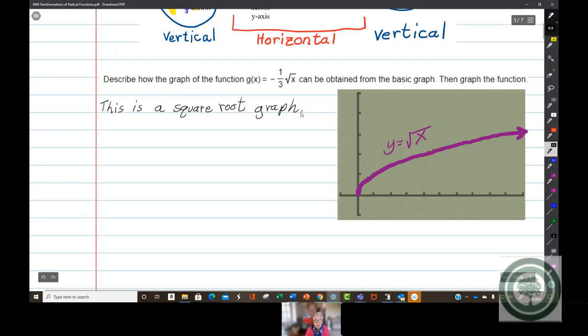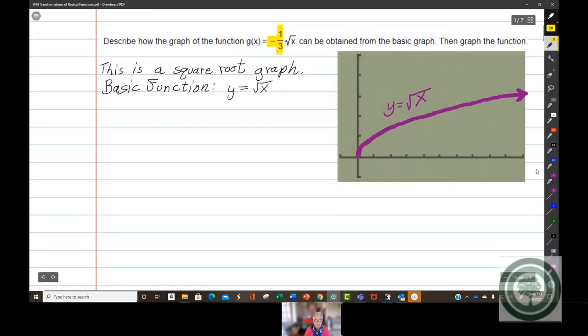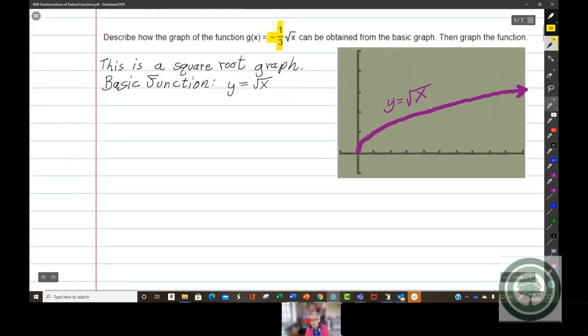Okay, so once you know it's a square root function, you know that the basic function is y equals the square root of x. That's your basic function. There's not anything in front of it, but there is up here. These are your transformations. They're the only transformation, so there's nothing too hard or too scary about this. There's a negative sign. The negative sign is a reflection across the x-axis. So that's your first transformation.